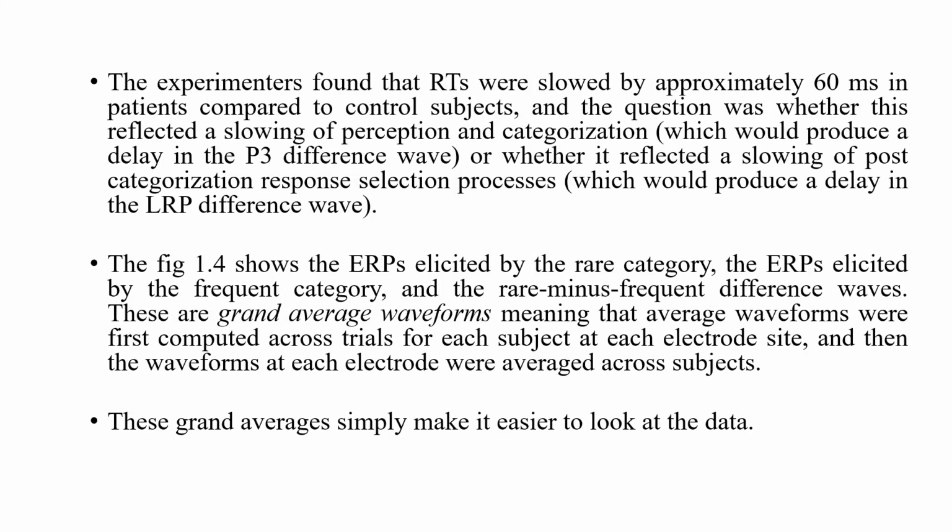The experimenters found here that the RTs were slowed by approximately 60 milliseconds in patients as compared to control subjects, and the question was whether this slowing reflected a slowing of perception and categorization, or whether it reflected a slowing of the post-categorization response selection process. Now figure 1.4 basically shows this.